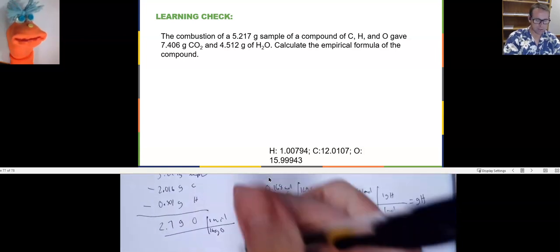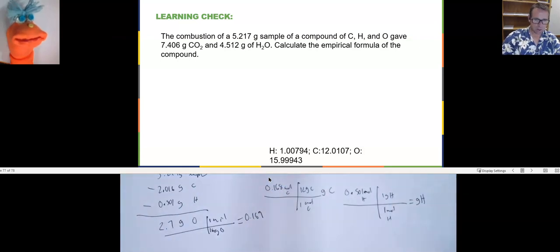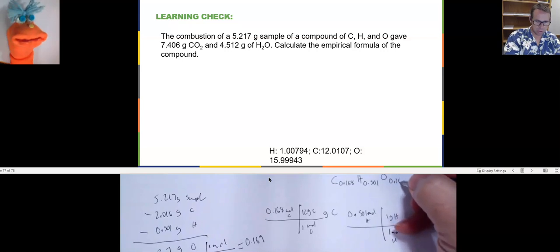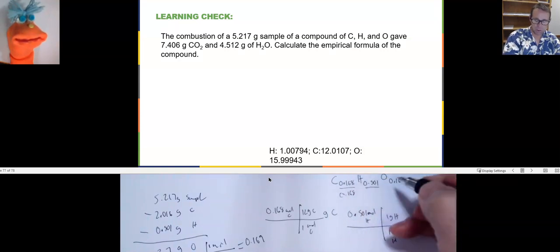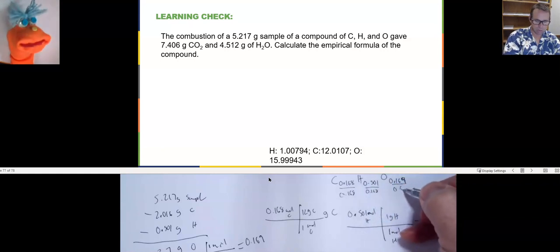So 0.169 moles of oxygen. So I use that up here, 0.169. So to drive these to 1, I divide them all by the smallest value. At least some of them are going to try to drive them to 1. 0.168. Divide by the lowest number. That's right.